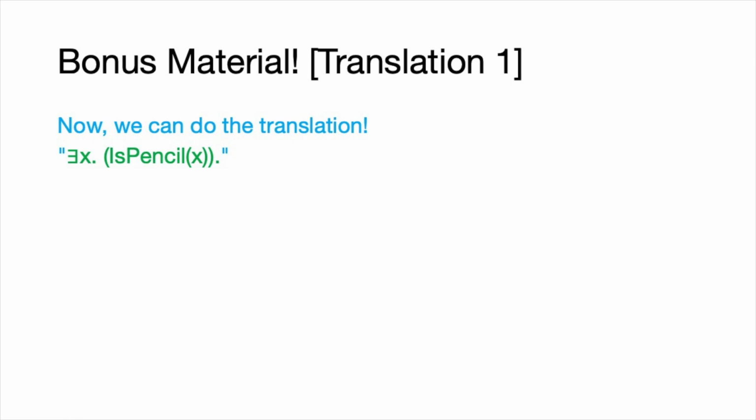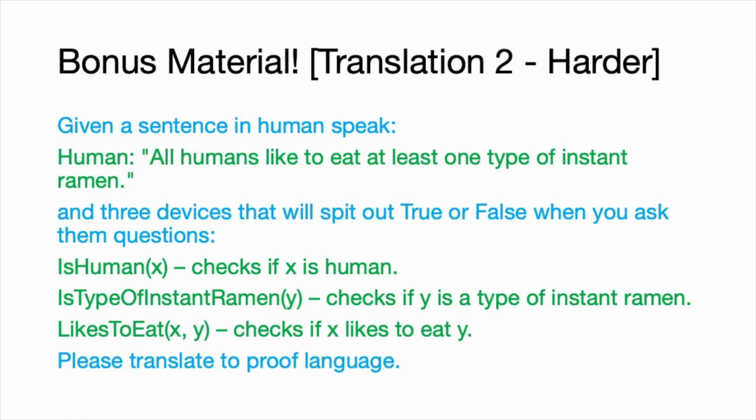So now, get ready for a harder example. We're given a sentence, "all humans like to eat at least one type of instant ramen." And we're also given 3 yes-no devices. The first one is human, second one is type of instant ramen, and third one is likes to eat. Pause the video now if you would like to solve it by yourself first.